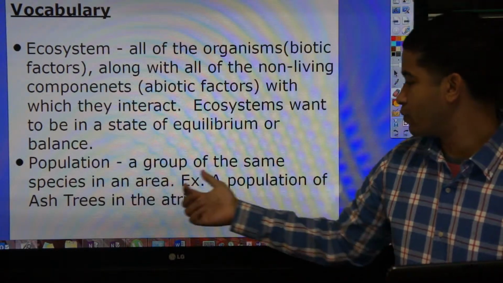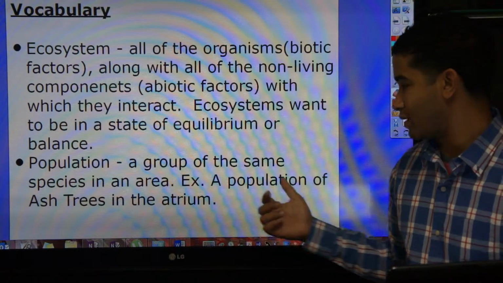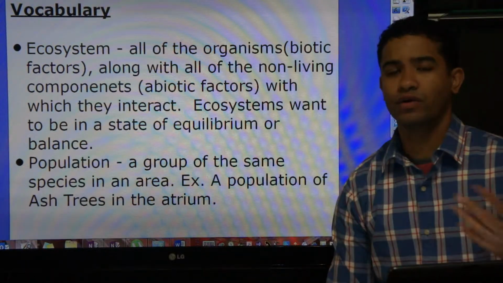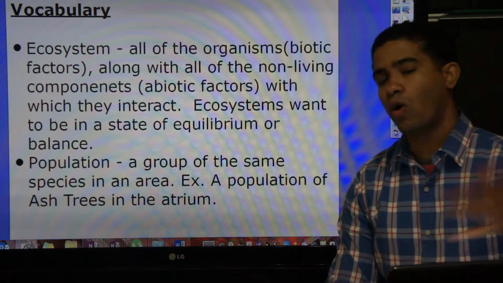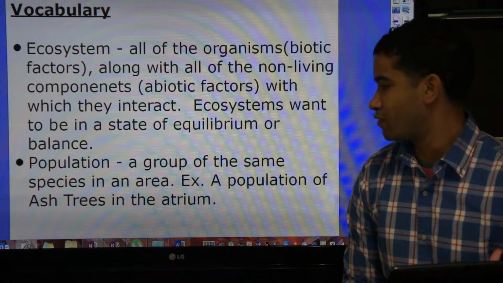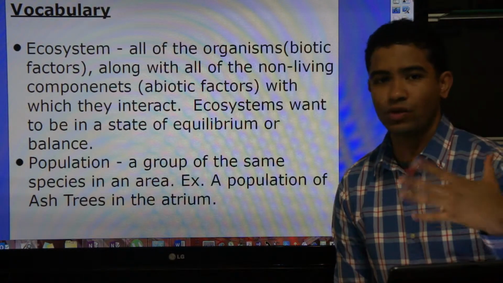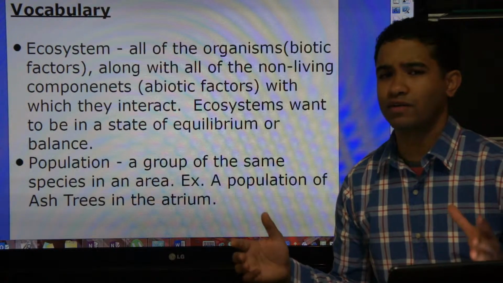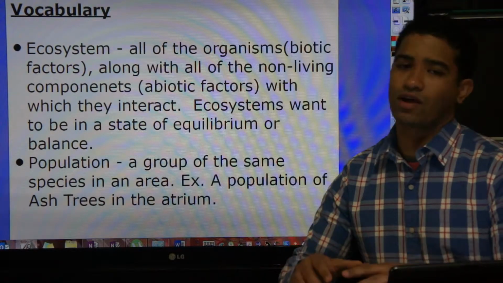Population: a group of the same species in the same area. So an example of a population is a population of ash trees in the atrium. If you look in the atrium in the back of the science lab, you'll see these trees, and they're all the same type of tree. And those are ash trees, so that's a population. Another example is a population of humans, like you and I, a population of humans in a school, so we're a population. Or a population of deer in a forest. Or a population of ants in an ant colony.